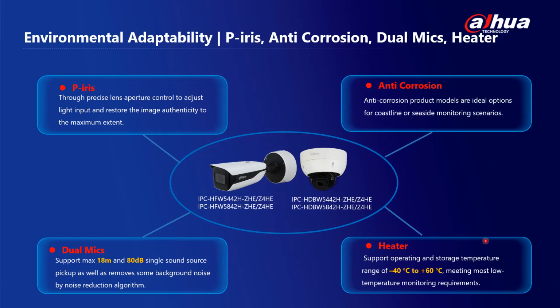We have the anti-corrosion, that is a part of the environmental adaptability. So anti-corrosion product models are ideal options for coastline or seaside monitoring scenarios where we have a lot of saline environment. So in this case, those anti-corrosion products can survive for longer. Their lifetime is basically going to be prolonged because of the material that's going to be used to produce those products in these environments. So we know that just the ordinary product, because of the environment, can easily corrode.